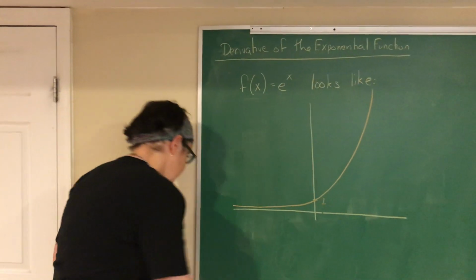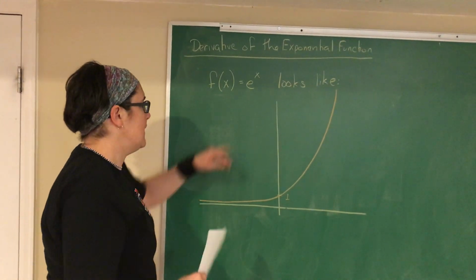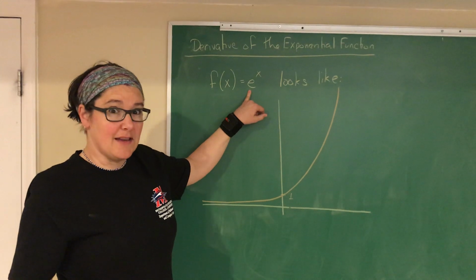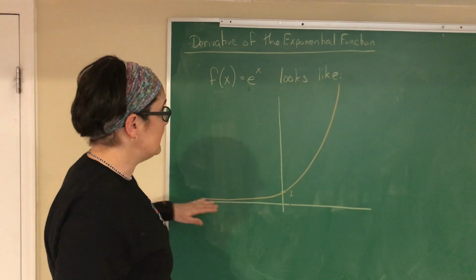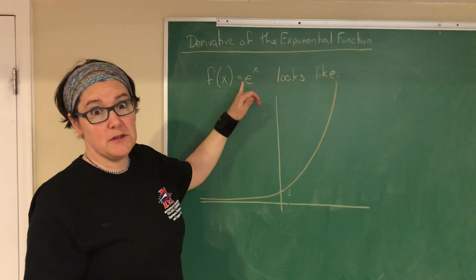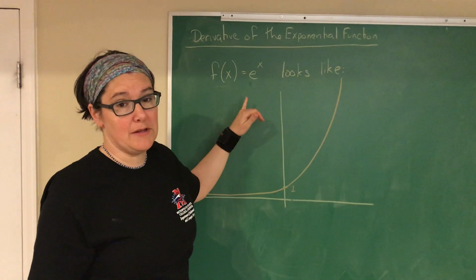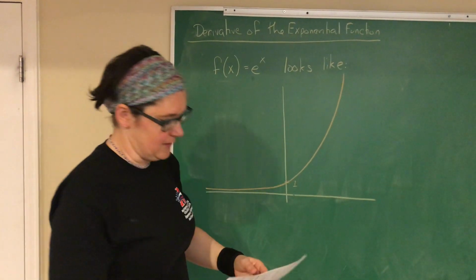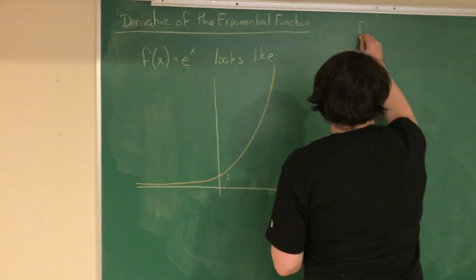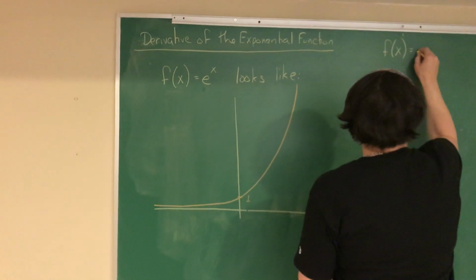Now you might be wondering why we care about a base of e, because e is that kind of weird number. It turns out that the exponential function that has a base of e has one really cool property that is really important when it comes to calculus. I'm going to write it down, and then we'll talk about what it means for us.